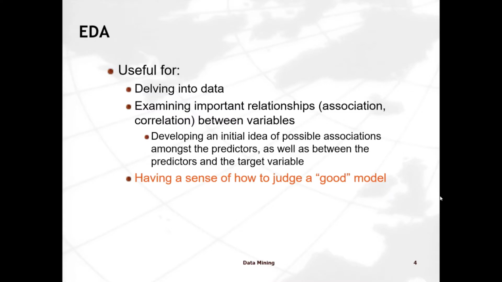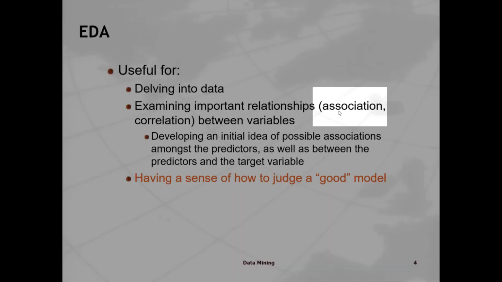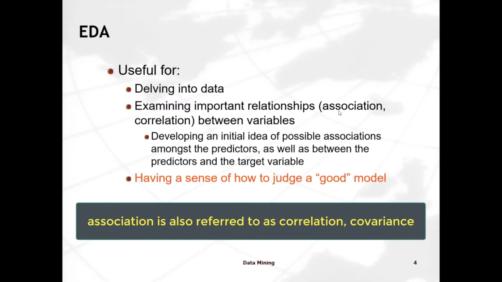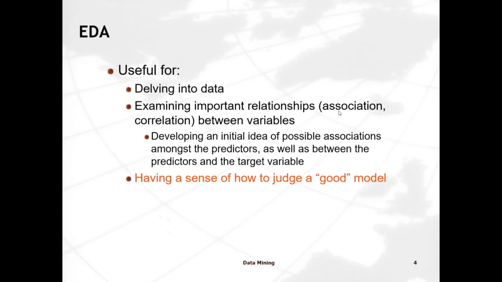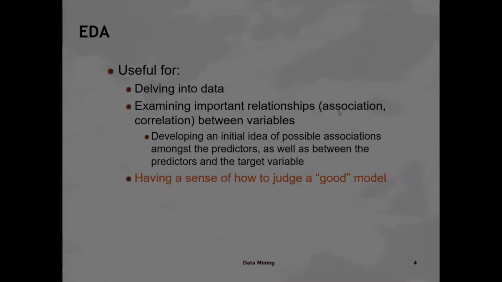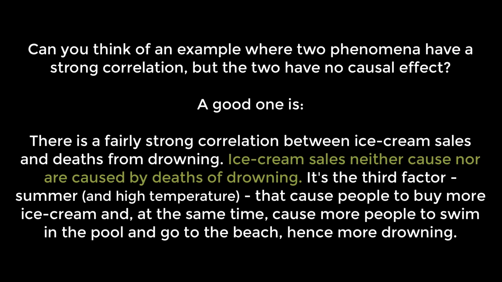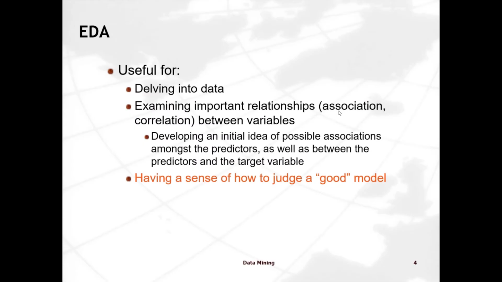EDA stands for Exploratory Data Analysis. What is this association? What do we call it in other ways? Correlation. Great. Association. Covariance. So what is correlation? Correlation doesn't have to be causation. Somewhere causes the two to co-change. It doesn't have to be one causes the other.